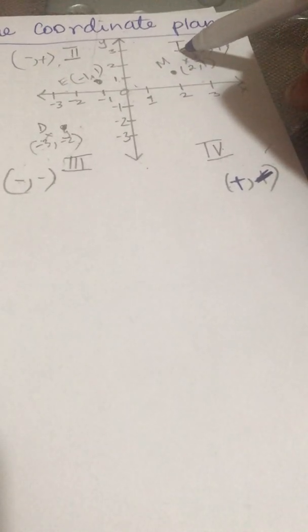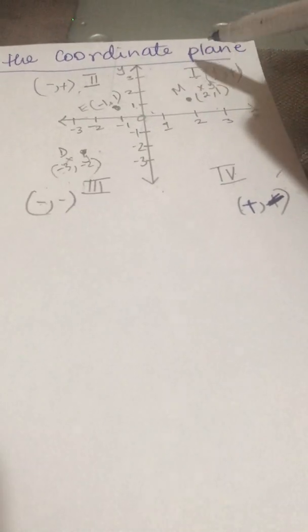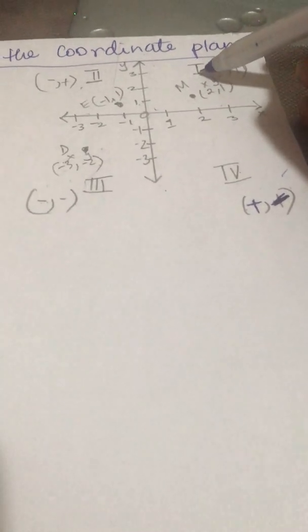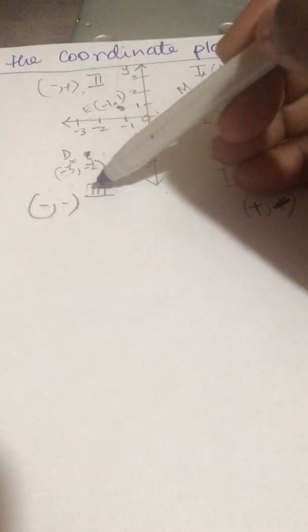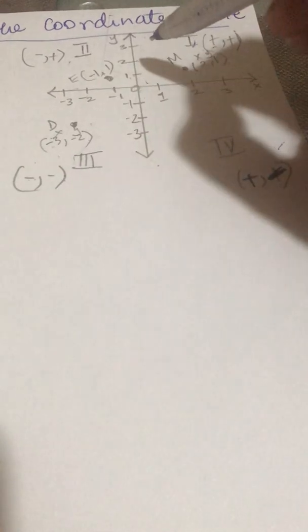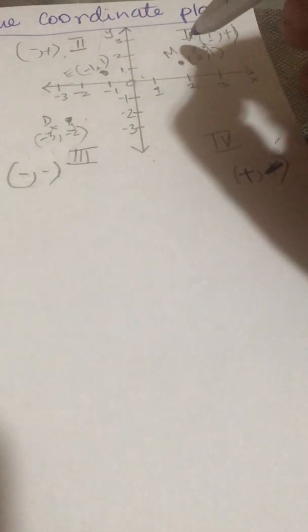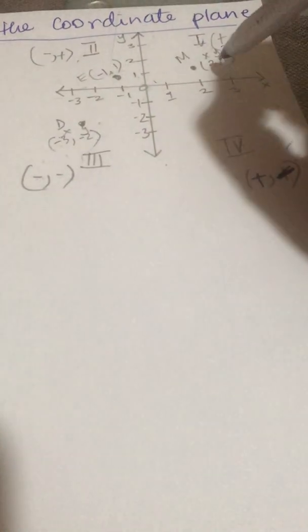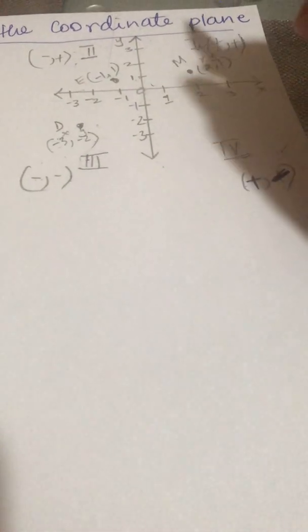When we label the quadrants, you use Roman numerals. This is 1, 2, 3, 4. You go the opposite way of the clock. You go counterclockwise. The clock usually goes this way, but you go the opposite way when you're labeling. So this is 1, 2, 3, and then 4.